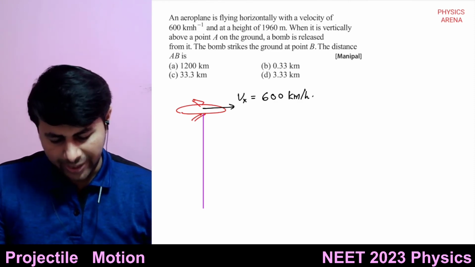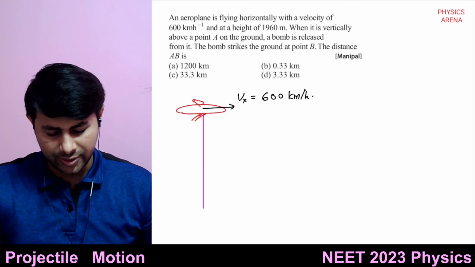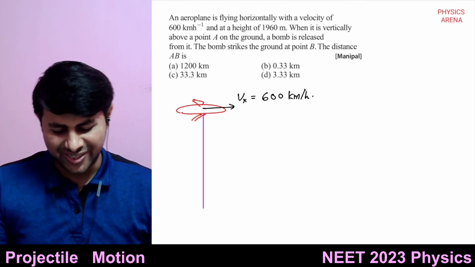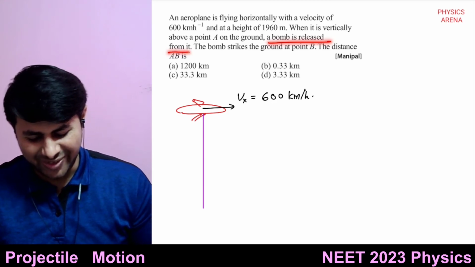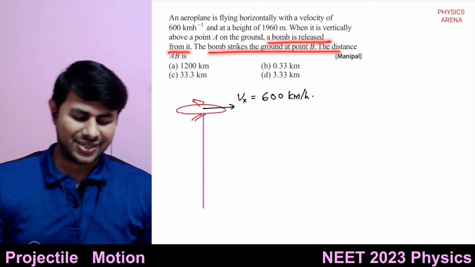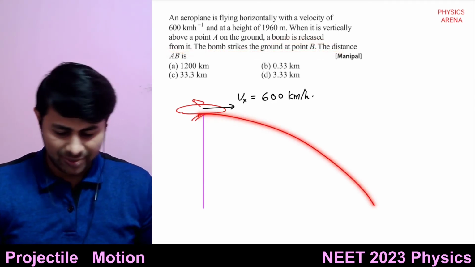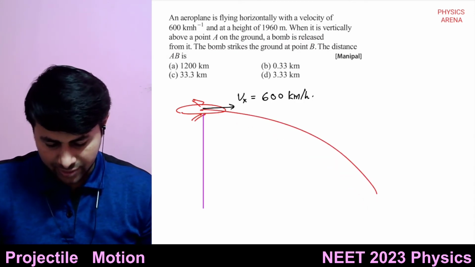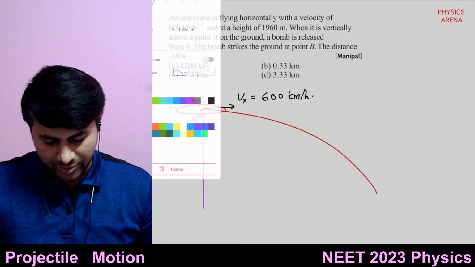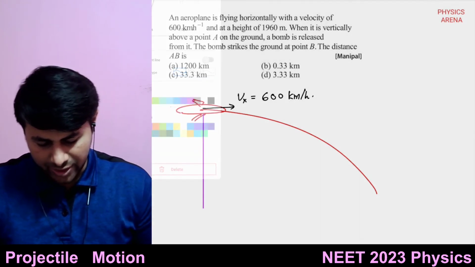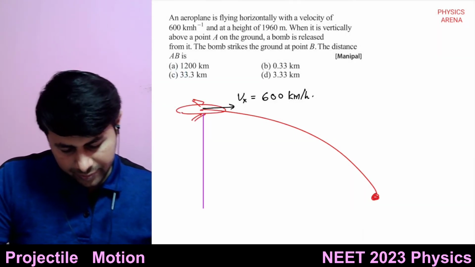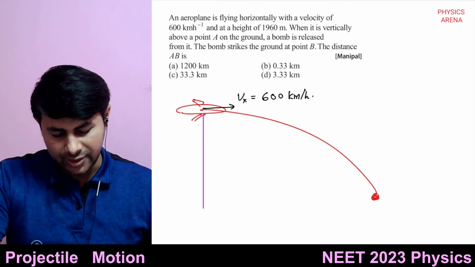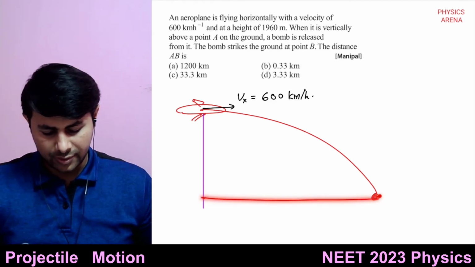Okay, and a bomb is released from it. The bomb strikes the ground at point B. It will follow trajectory like this. Okay, so the bomb will follow trajectory like this. It will fall here. The distance AB is, how much would be the distance AB? This is the question, right?